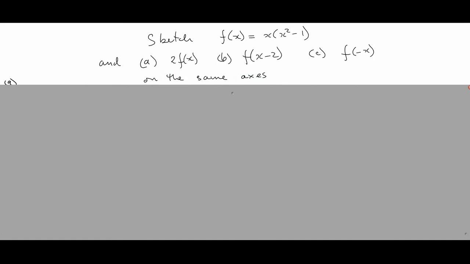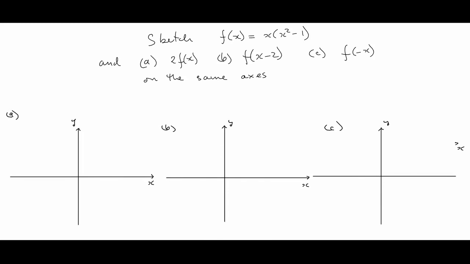So let's now look at this problem here. Sketch f of x is x brackets x squared minus 1, and separately 2f of x, f of x minus 2, and f of minus x on the same axes. So we want to sketch the curve f of x equals x into x squared minus 1 three times, and for each time we want to sketch these 3 curves on each of these 3 separate axes.